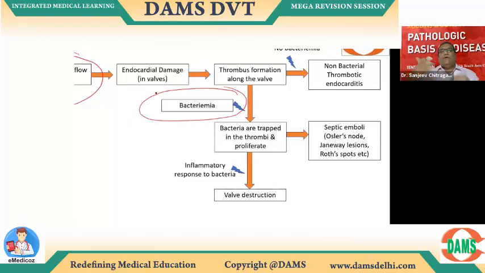Turbulent blood flow can occur for multiple reasons. One important cause is rheumatic heart disease and other valvular heart diseases. Other than that, any stenotic disease, even hypertension, and other diseases can cause turbulent blood flow. Now, the next question always comes: sir, how will bacteria gain access into the blood? There are two important ways.